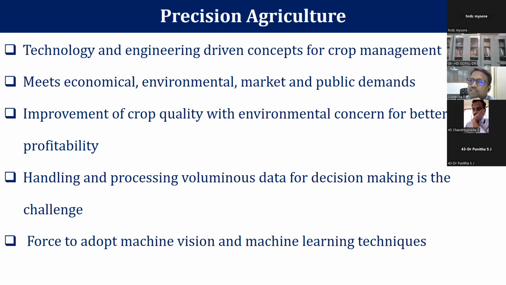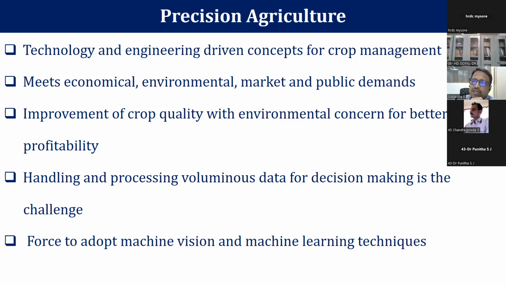Precision means whatever is needed, and how much is needed, only that much we use, in precise form. It is both a technology as well as engineering driven concept, especially for management of crops. Crop management has different stages, starting from the nursery level till harvesting, and not only harvesting, but also storing the crop.